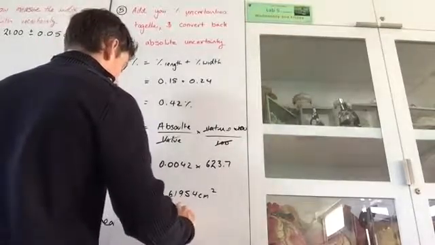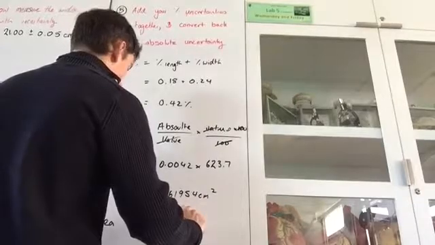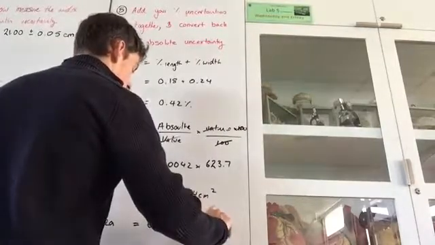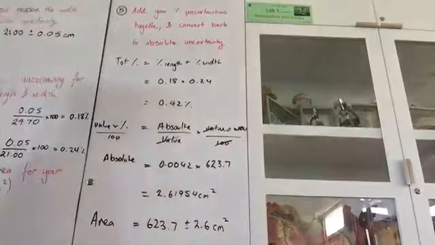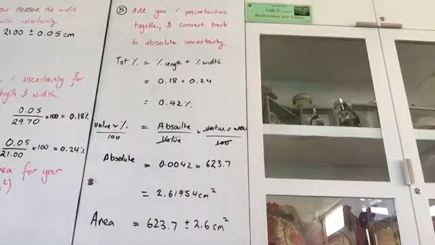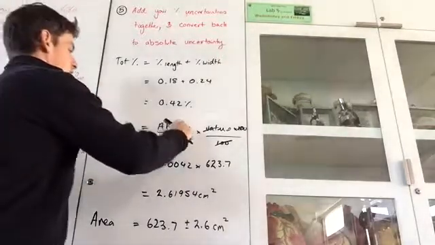So my final value should have area equals 623.7 plus or minus 2.6 centimetres squared. You're right. Thank you. Absolute.